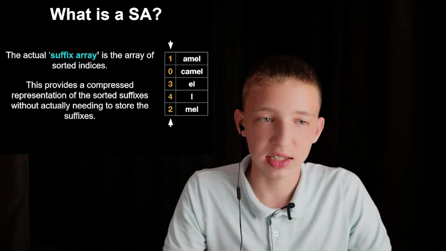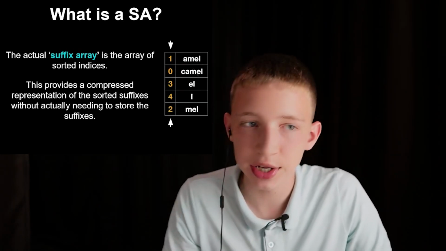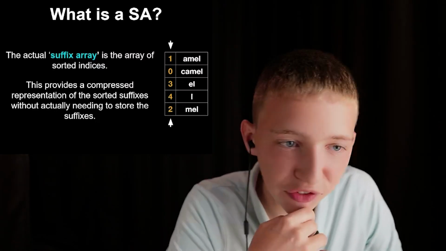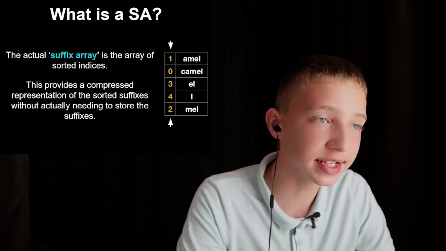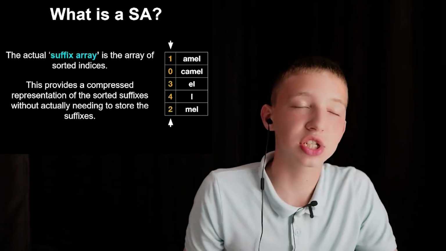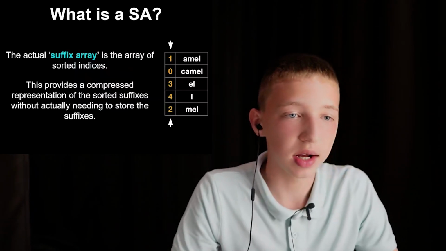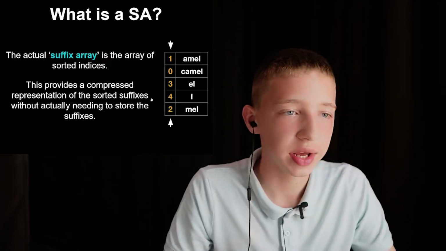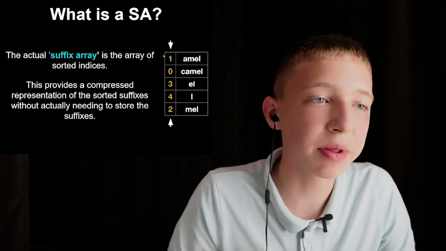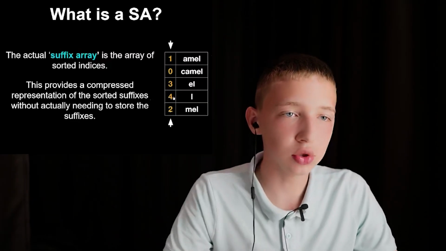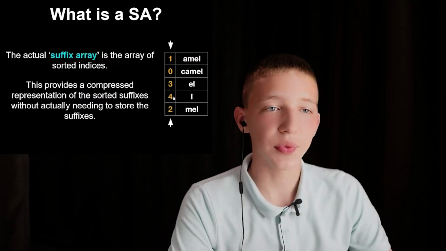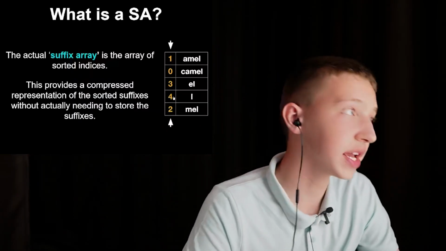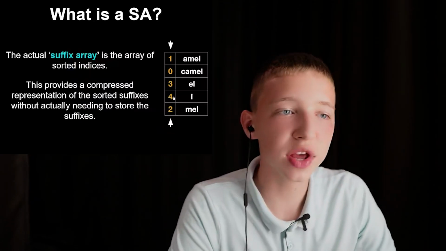These suffix arrays were originally designed as a space-efficient alternative to suffix trees. Suffix trees contain sorted indices and were less efficient than this implementation of the suffix array. Also, even though the suffix array is very different from the suffix tree, suffix arrays are doing the same thing.